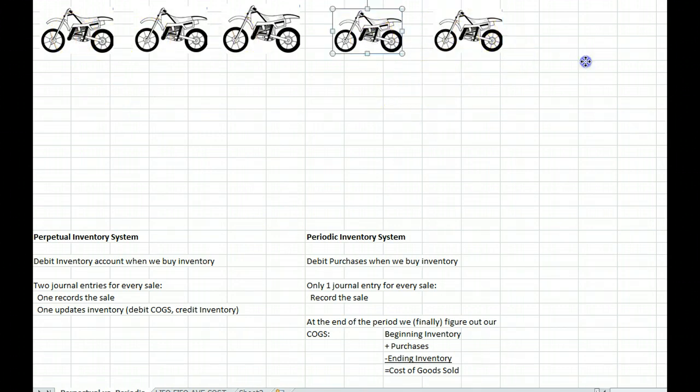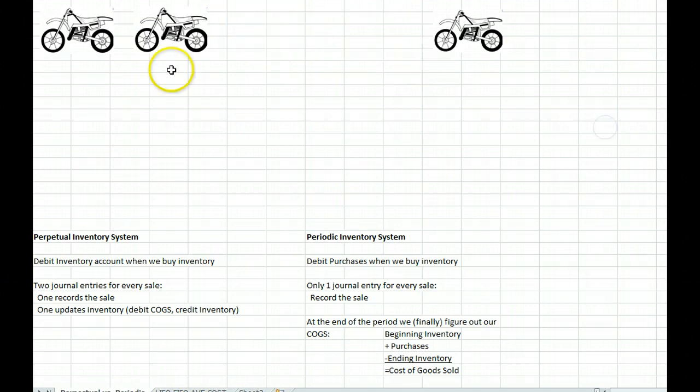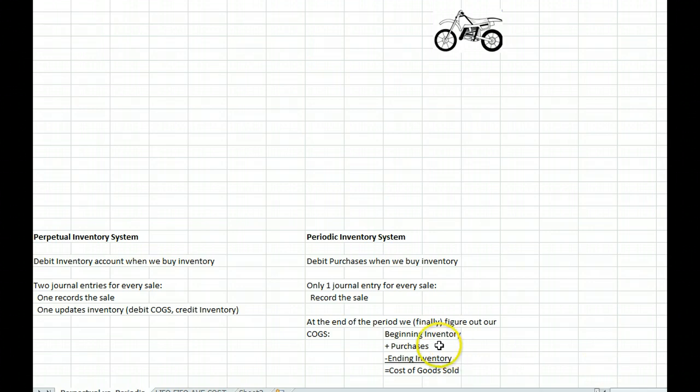If I get to the end of the month and I look out on my lot and I only have one left, that means I must have sold four. In other words, beginning inventory of two plus purchases of three minus ending inventory of one means goods that I sold must have been four. Except, of course, we'll substitute dollar values into that equation in the real world. Okay, so that's perpetual versus periodic inventory system.